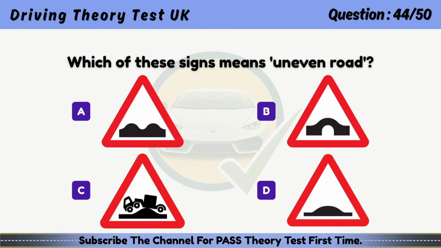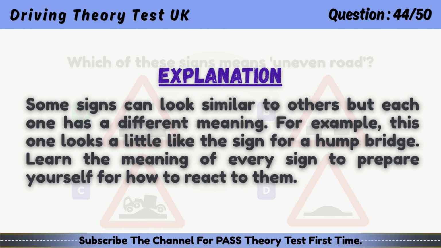Question 44. Which of these signs means uneven road? Answer is A. Some signs can look similar to others, but each one has a different meaning. For example, this one looks a little like the sign for a hump bridge. Learn the meaning of every sign to prepare yourself for how to react to them.